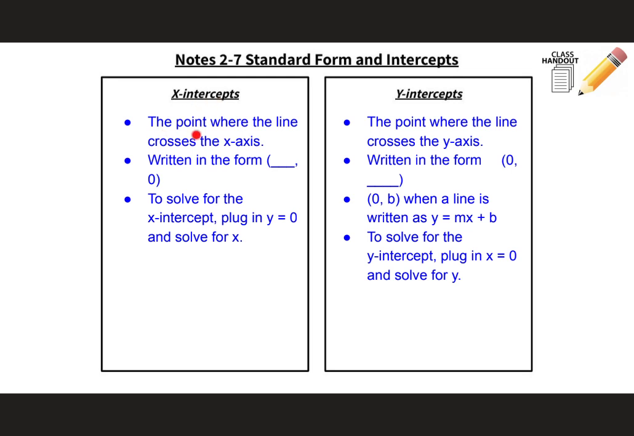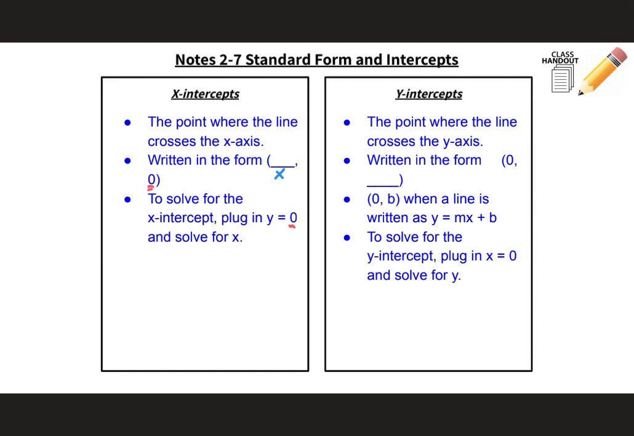An x-intercept is a point where the line crosses the x-axis. It's written in the form (something, 0), where that first blank is your x-intercept. To solve for the x-intercept, you plug in y equals 0 and solve for x, because we know that the y value for all x-intercepts is 0. So to get the x value, we just have to plug in 0 for y.